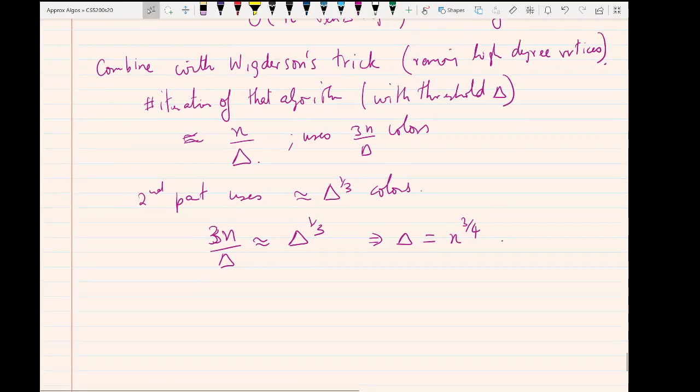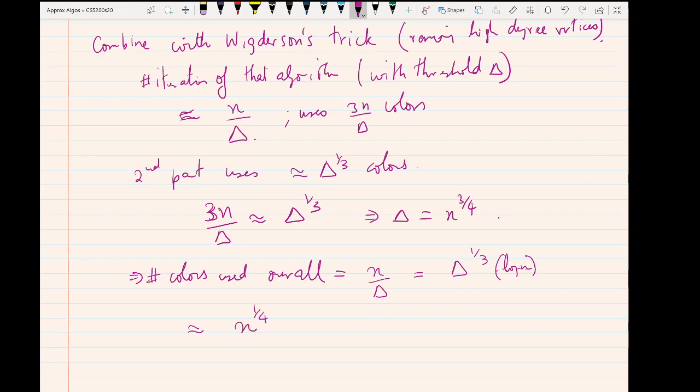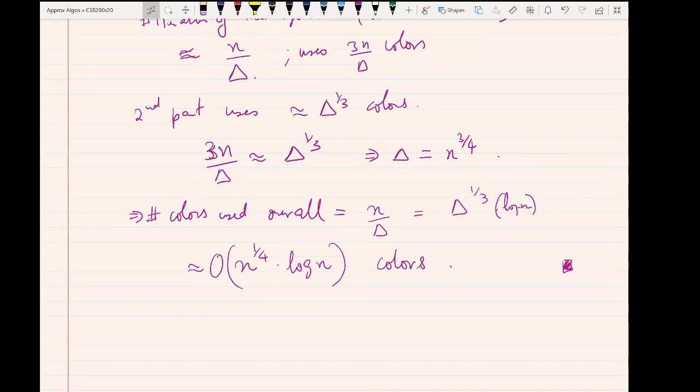Okay, and now substituting this back, our coloring, which is balanced in the first and second parts, overall is just n over delta, which is also equal to delta raised to 1 over 3. I'm ignoring the lower order terms. And if you calculate this, this comes out to n raised to 1 over 2 times log n. Okay, so asymptotically, you're going to use n raised to 0.5 times log n colors to color the 3 colorable graph that is given to you. So that was the entire algorithm for this problem.